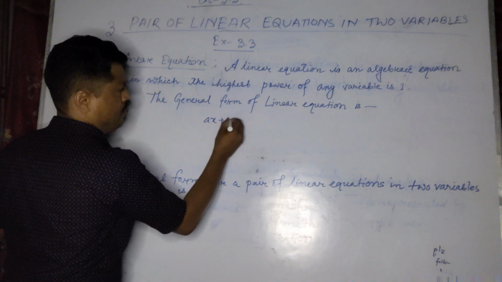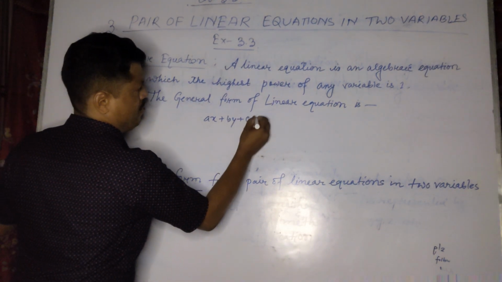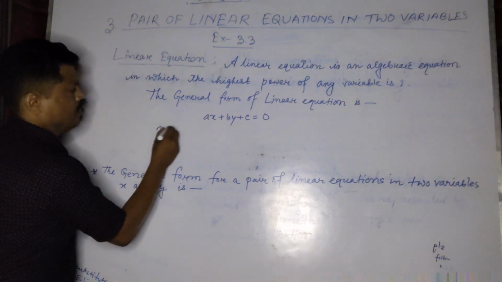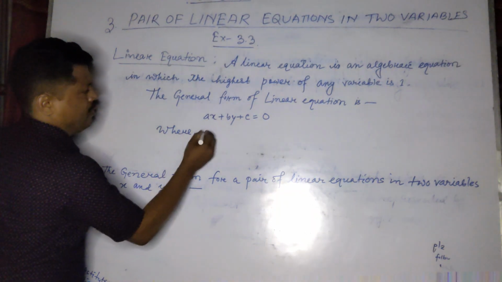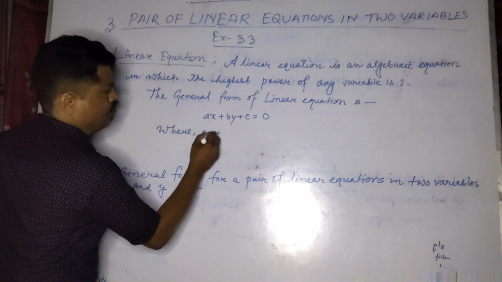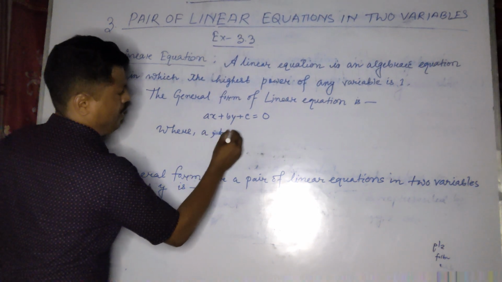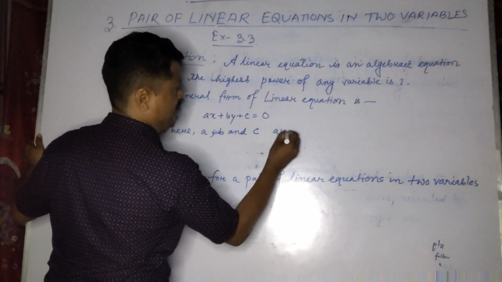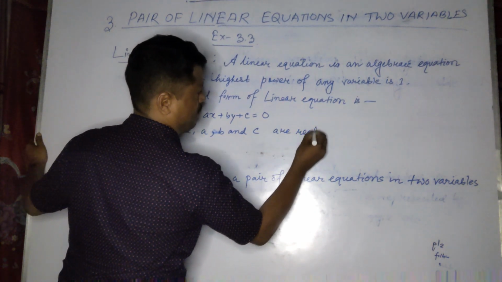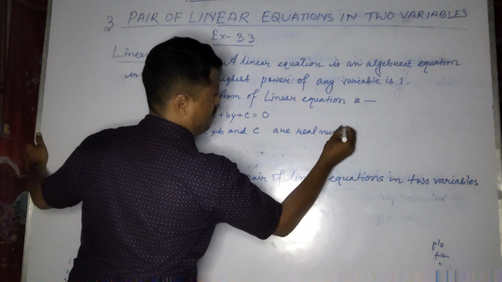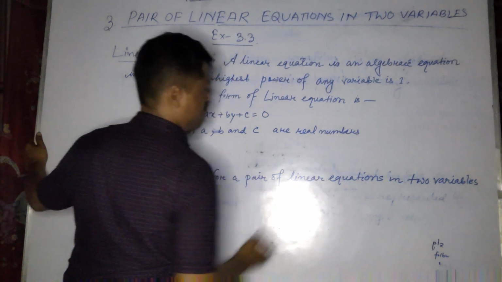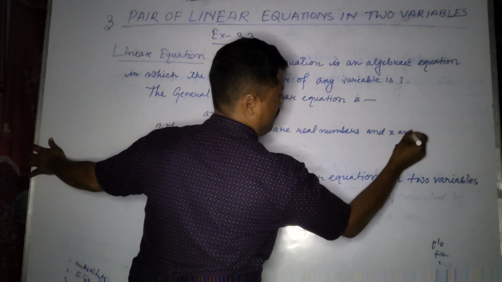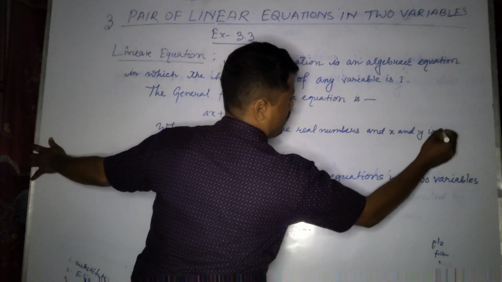ax plus by plus c is equal to 0, where a, b and c are real numbers, and x and y are variables.